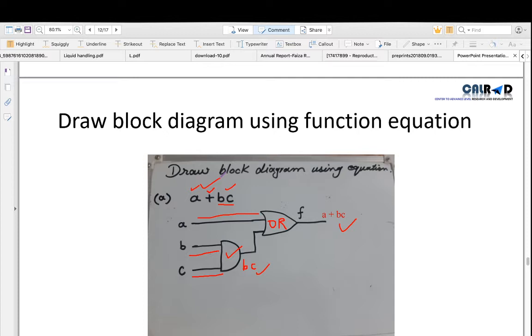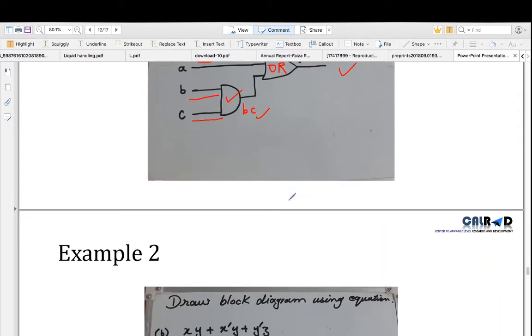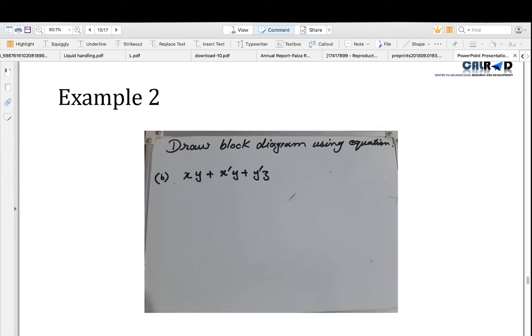So from here you understand that if an equation is given to you, first you have to check how many inputs there are. Then from the equation you see which inputs are connected with each other. Here we see that these two inputs were multiplied, or product of each other, so we use an AND gate. After that we have to sum these, so we use an OR gate. So this is how we draw the equation. Let's do one more example. The next example is xy plus x dash y plus y dash z. So now let's start.